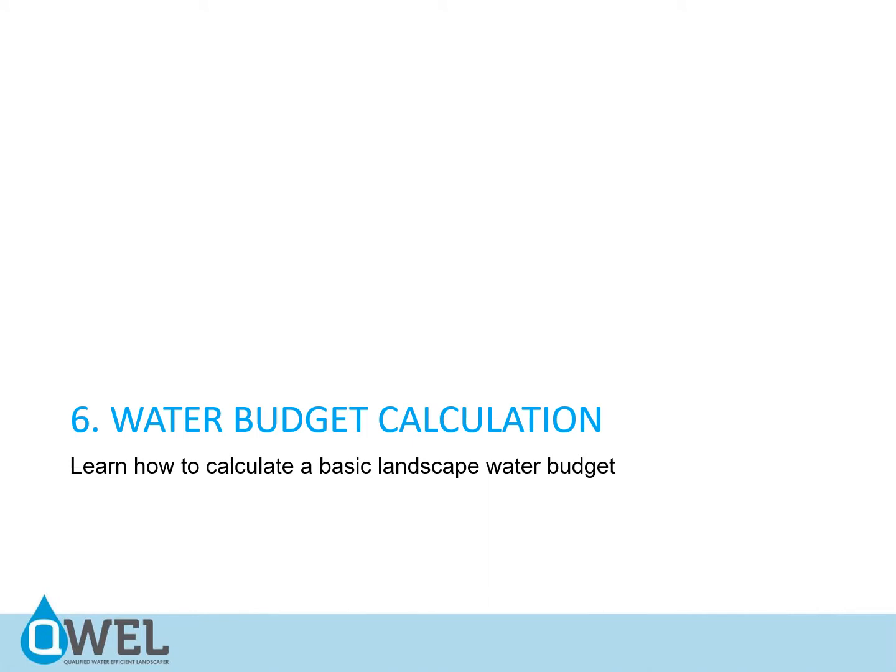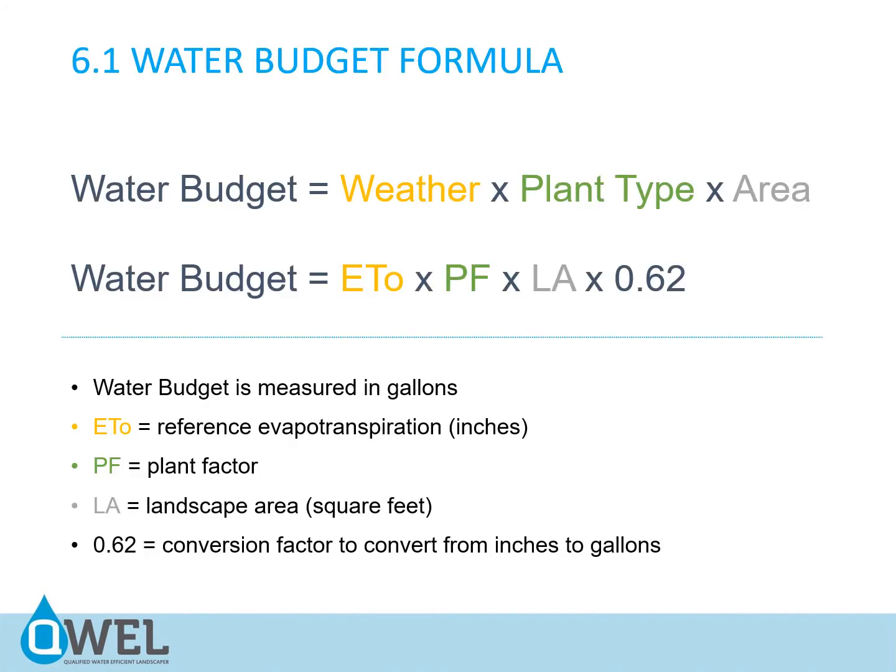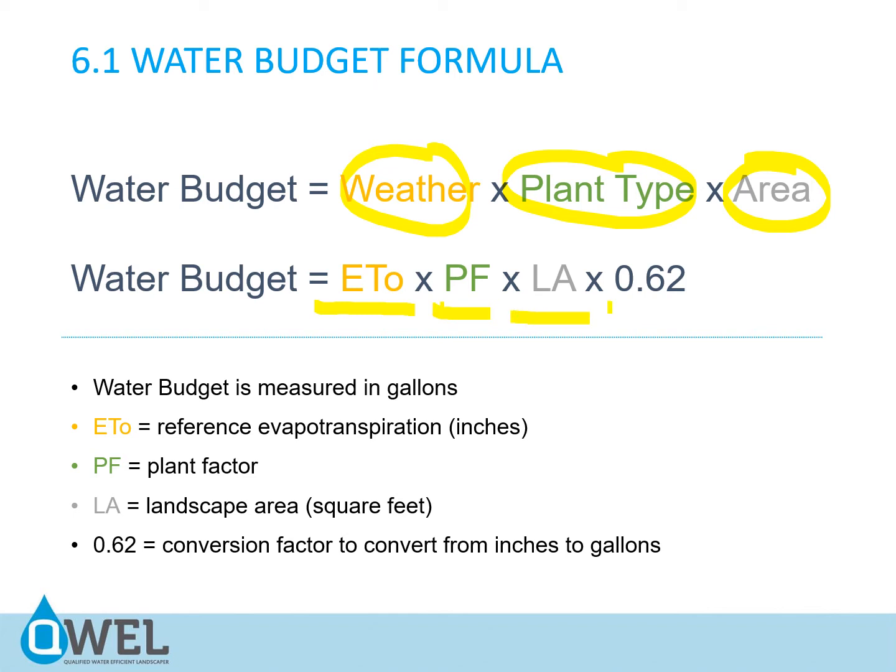6.0 Water budget calculation. Learn how to calculate a basic landscape water budget. 6.1 Water budget formula. Now remember, the water budget is the weather times the plant type times the area. But we're going to break it down a little bit further because we need to convert from inches to gallons. So here's how we do that. The water budget is measured by the ETo times the plant factor times the landscape area in square feet times 0.62. And that's a conversion factor to get you from inches to gallons.